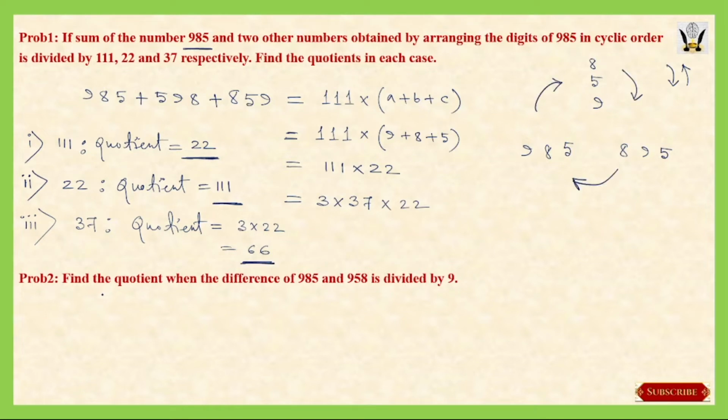Now the second exercise says: find the quotient when the difference of 985 and 958 is divided by 9. Here the first number is 985 and the second number is 958. We need to find the difference of these two numbers, divide that result by 9, and answer what the quotient will be. We can perform this by simply subtracting these two numbers and then dividing by 9.